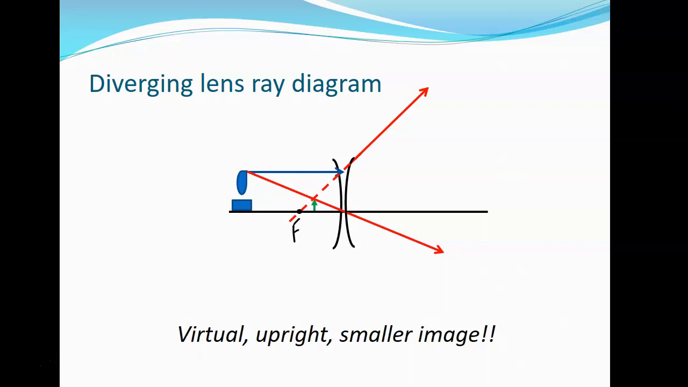That's it. That's all you need to do for ray diagrams for lenses. Very similar to mirror ray diagrams. It's almost as if you unfold the ray diagrams that we had before, because now the light goes through the lens instead of being reflected off of the device. That's it. Good luck.